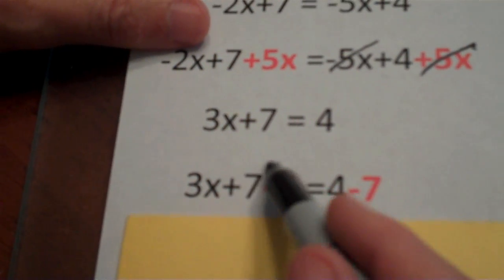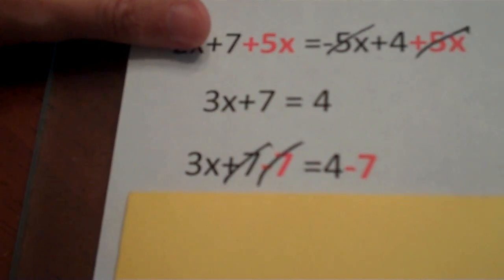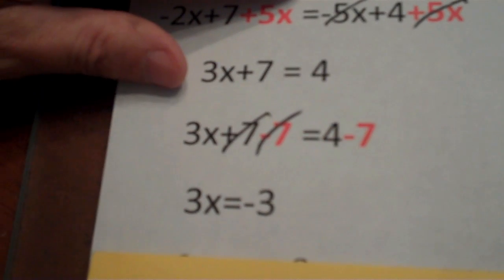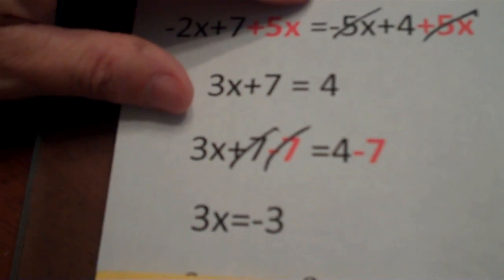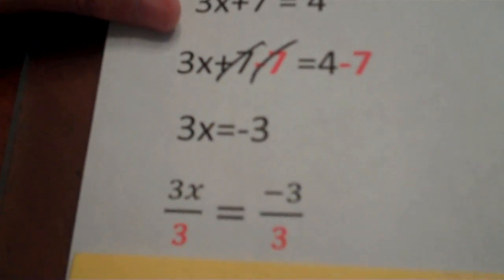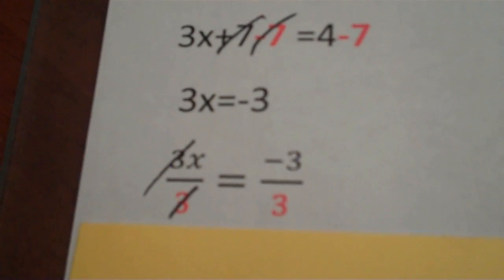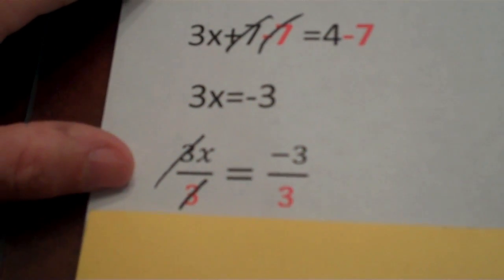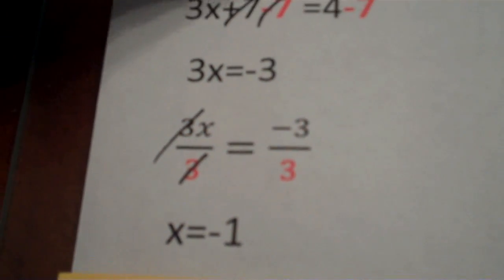Again, the 7's on the left will cancel, and I'll just be left with my 3x. On the right side, 4 minus 7 is negative 3. And now I merely need to get rid of the coefficient by dividing both sides of my equation by 3. On the left, the 3's cancel, and I'm left with x equals negative 3 divided by 3, or x equals negative 1. Let's go ahead and look at our next example.